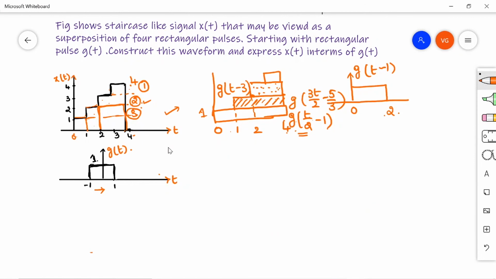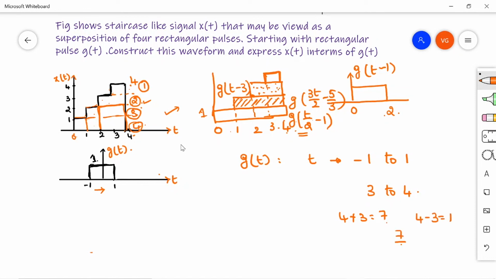Now, I will show you how to draw the last layer, the bottom one, fourth layer. Right? So, the fourth layer here you have extended from 3 to 4. Just 3 to 4. Again, write it. If g of t has the time range from minus 1 to 1, now I have to shrink the same signal to 3 to 4. So, for that, take the upper limit and lower limit. If you add 4 plus 3, you will get 7 and 4 minus 3 is 1. So, 7 divided by 1 times you have to shift the signal first. So, that is g of t minus 7.